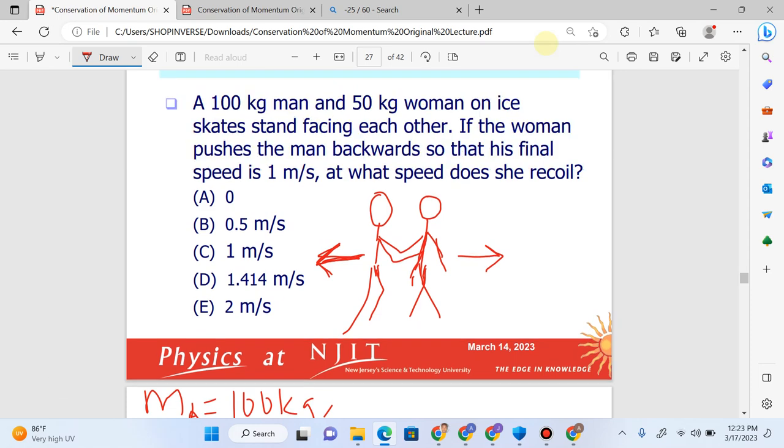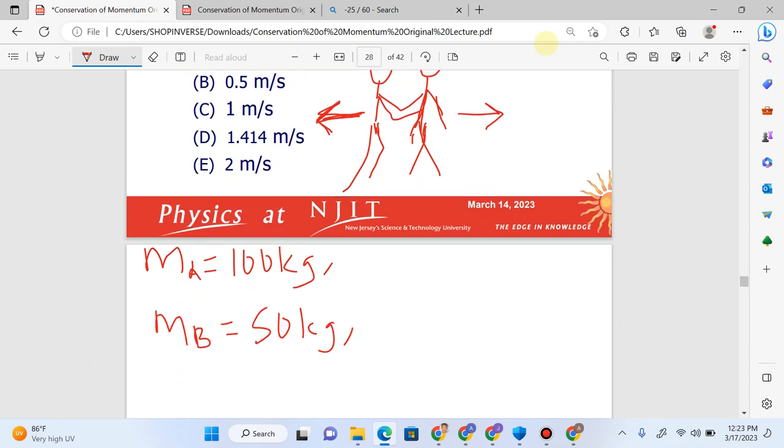On ice skates, stand facing each other. Since they are standing, their initial speed would be 0 meters per second. That's what it means to stand facing each other; they stood doing nothing. So the initial speed of the man is 0 meters per second, and the initial speed of the woman is 0 meters per second.